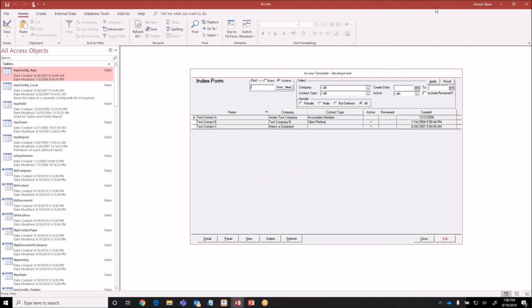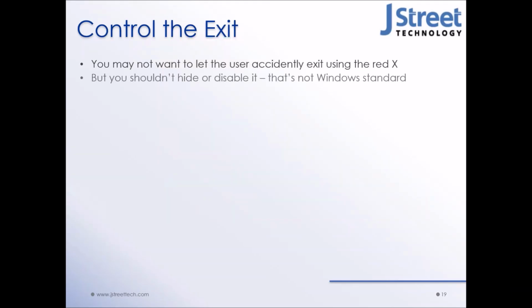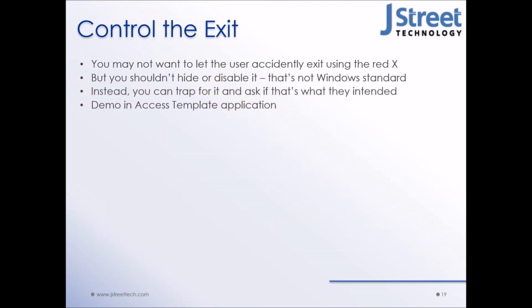So I've had developers insist that they want to go into the Windows handle of Access and take away the X. And I'm like, are you kidding me? You cannot take away standard default behavior. Your users will freak out. You can't take away the X. Let's just control it. So what we do is we don't hide or disable it because that's not Windows standard. We trap for it and see if that's really what they want to do, and then we control whether they want to exit or not.